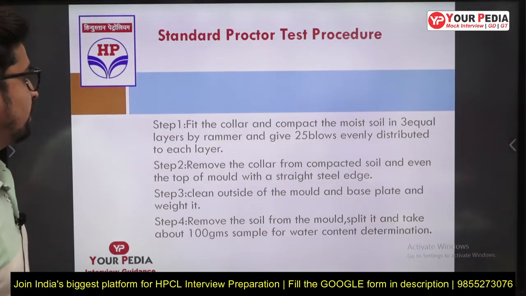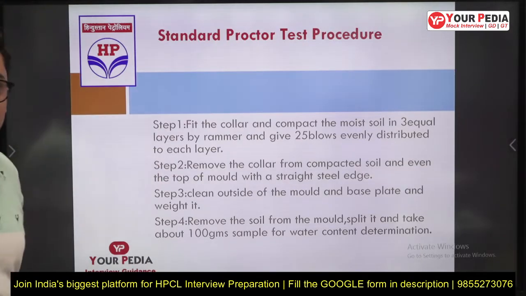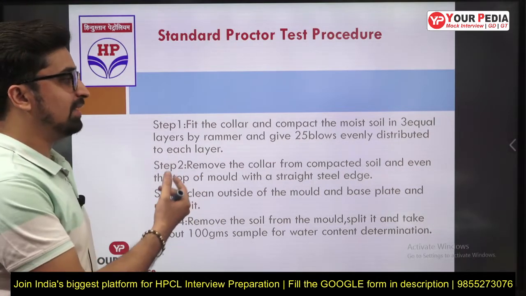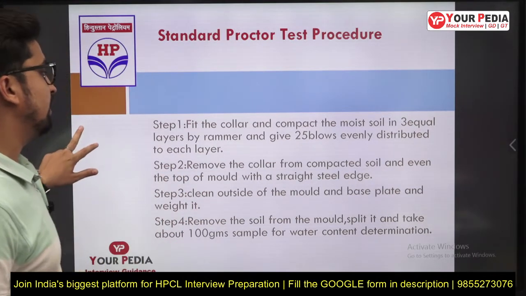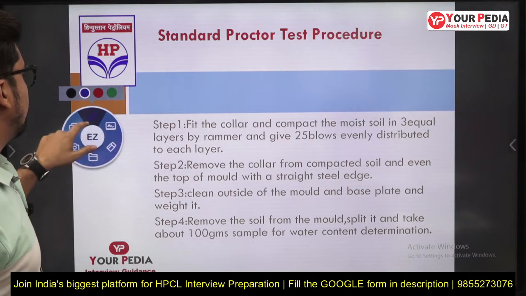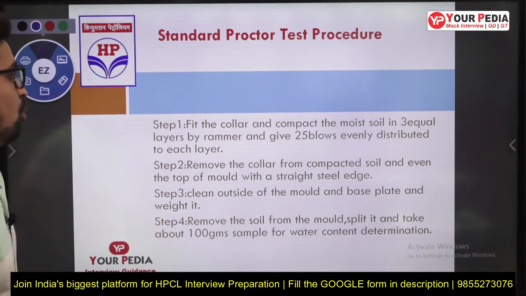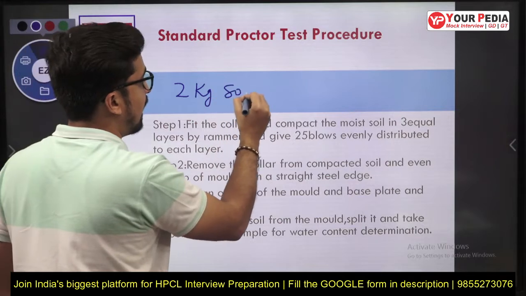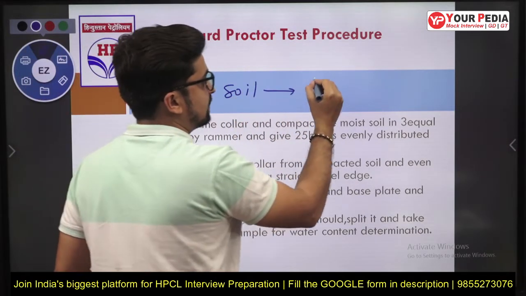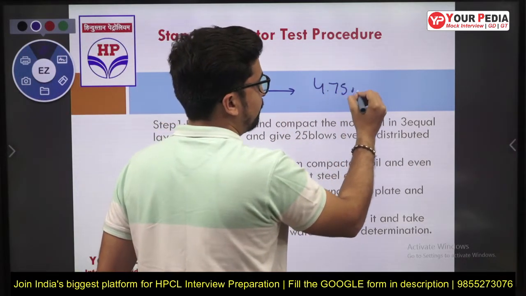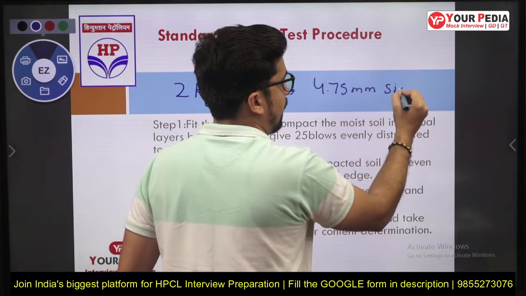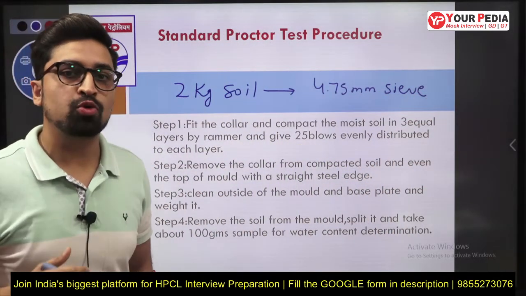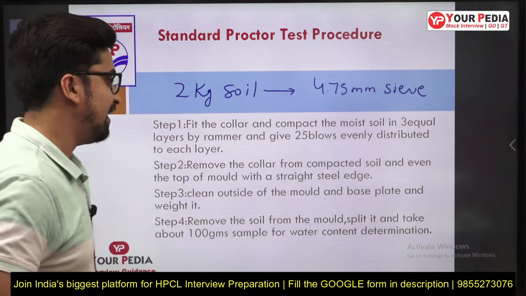So let's move on to the next step-by-step procedure of the test. In step 1, we fit the collar and compact the moist soil in 3 equal layers by rammer and give 25 blows to each layer. So we take around 2 kg of soil and pass it through a 4.75 mm sieve, and we compact it in 3 equal layers and give around 25 blows to each layer.